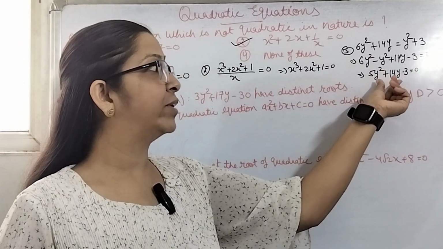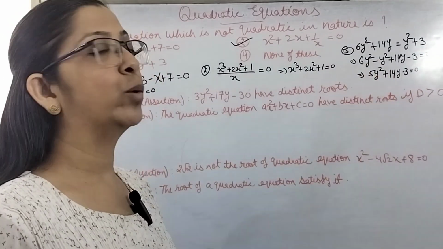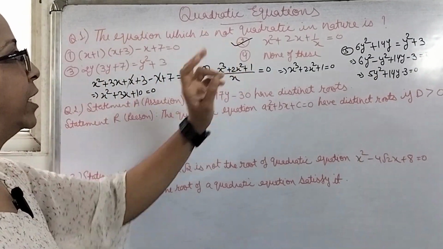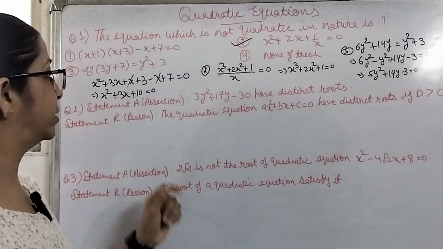So over here again we can see that the degree of the equation is 2. That's the reason it is a quadratic equation. So your second part will be the answer. Now let's see the second question.